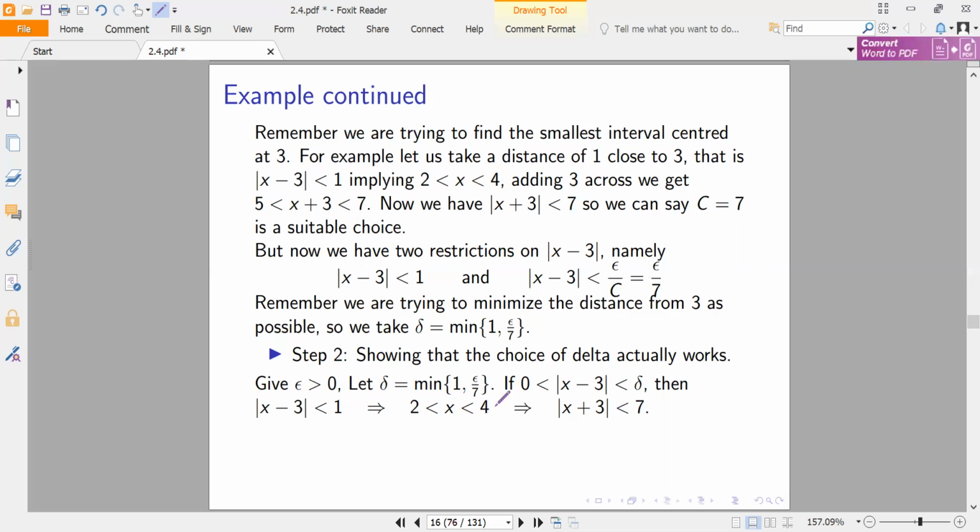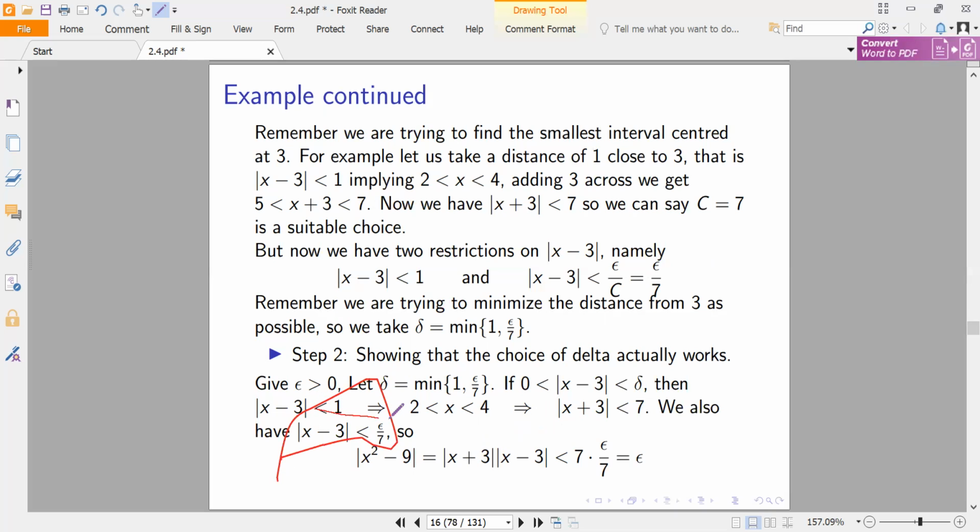So from here, we remember that we added 3 all through, and that's when we had x between 2 and 4, and we end up having x plus 3 between 5 and 7. So it means the absolute value of x plus 3 will be less than 7. So in other words, going back to what we have, if we choose our delta to be the minimum of 1 and epsilon over 7, and we have the absolute value of x minus 3 being less than delta, then for the absolute value of x squared minus 9, remember we can factorize x squared minus 9 to be x plus 3 times x minus 3, we can separate the absolute values.